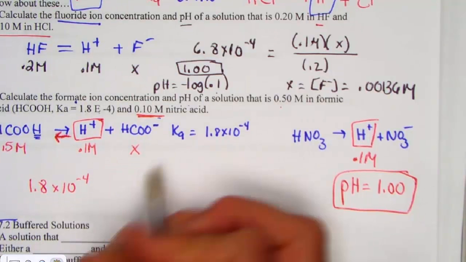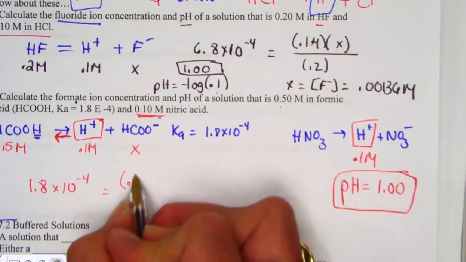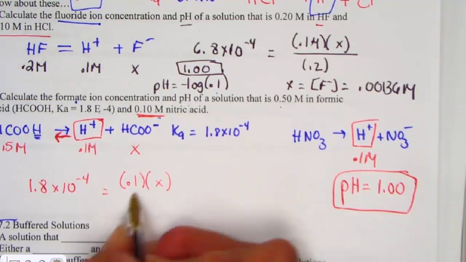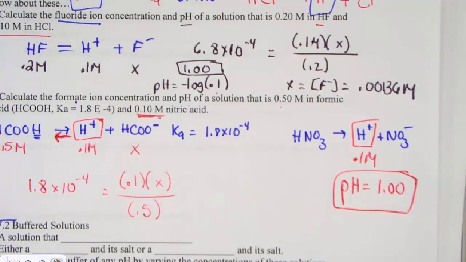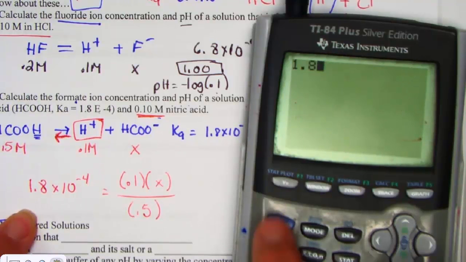1.8 times 10 to the negative fourth, that was given to us as the Ka. Concentration of hydrogen ion times the concentration of formate all over the concentration of the original weak acid, 0.5 molar. When we pull out X, we'll have the formate polyatomic ion.